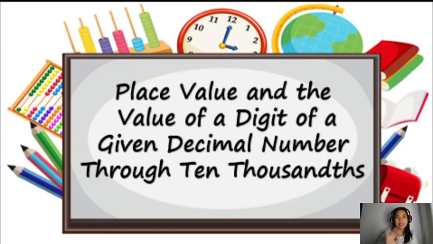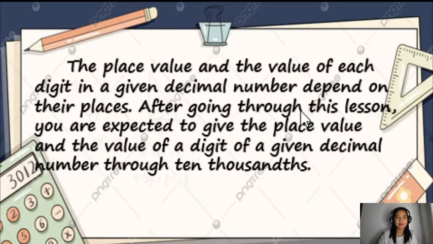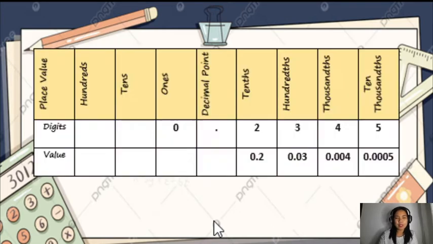Hi kids! Our lesson for today is place value and the value of a digit of a given decimal number through 10,000s. The place value and the value of each digit in a given decimal number depend on their places. After going through this lesson, you are expected to give the place value and the value of a digit of a given decimal number through 10,000s.